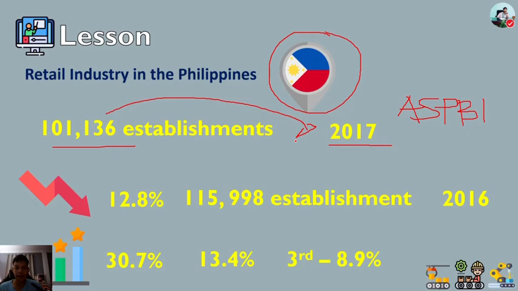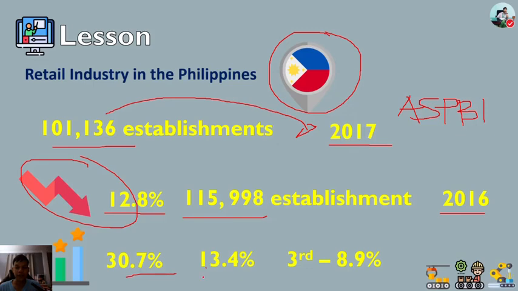So this represents a decrease, okay, a decrease of 12.8% compared with the 115,998 establishments in 2016. So among the industry groups, retail sale of other goods in specialized stores reported the highest share of 30.7% of the total number of establishments for the sector.